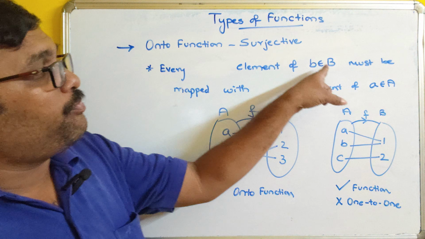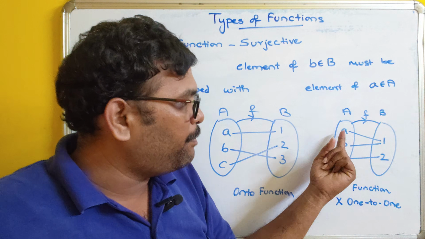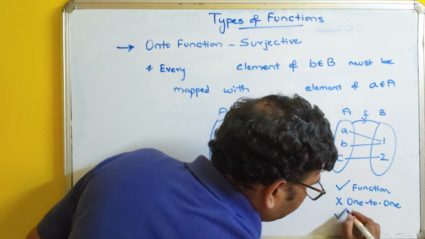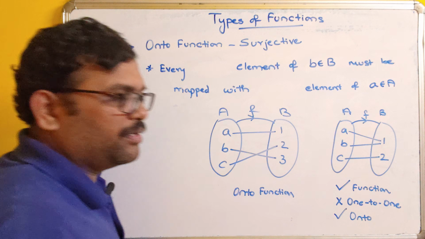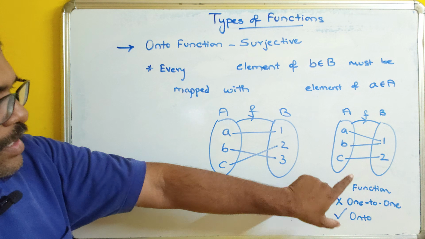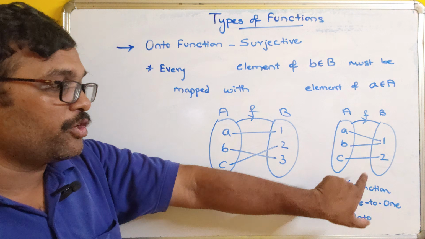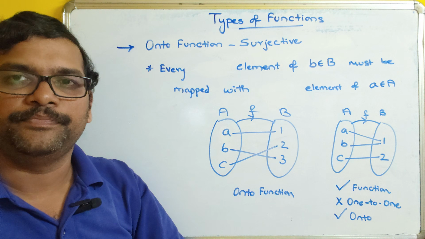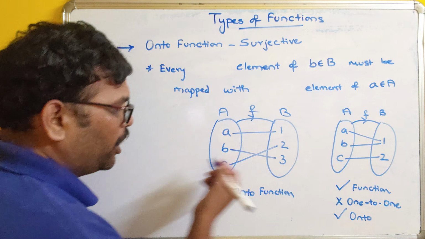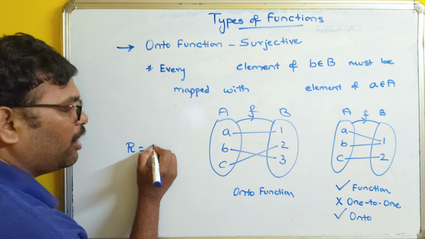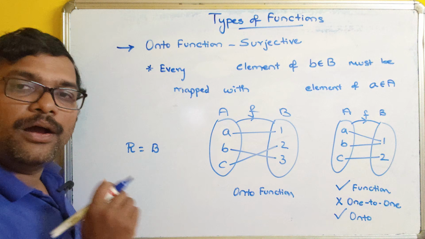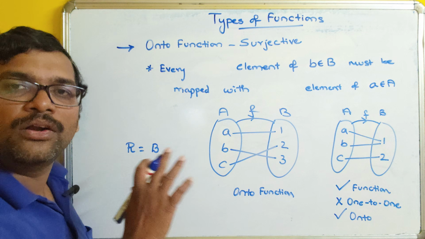And every element of B must be mapped with an element of A. So 1 is mapped with A, B and 2 is mapped with C. This is an onto function. Okay, so this is an example. This is a function but not one-to-one and onto. Obviously we can also say that the range will be automatically B. If the range of this particular function is B, obviously we can say it is an onto function.